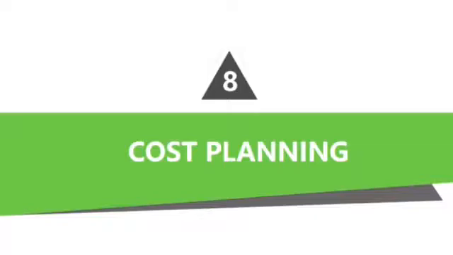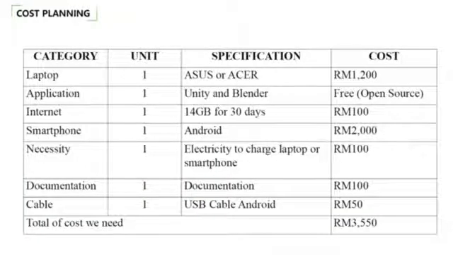For our cost planning, we need 1 unit of laptop, either ASUS or Acer, that costs 1,200 ringgit. We also use free applications, for example Unity and Blender. For internet, we need 100 ringgit for 14 GB for 30 days. We need 1 unit of Android smartphone that costs 2,000 ringgit. We use 100 ringgit for necessities such as electricity to charge our laptop or smartphone. We also need 100 ringgit for documentation and 50 ringgit for a USB cable for the Android phone.